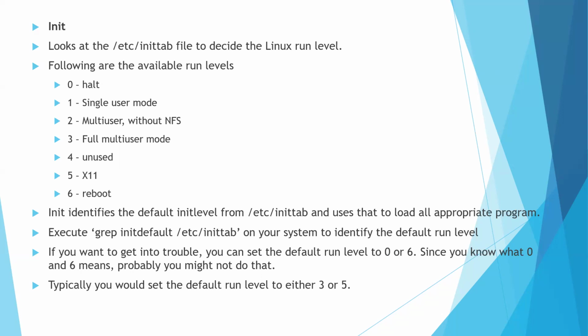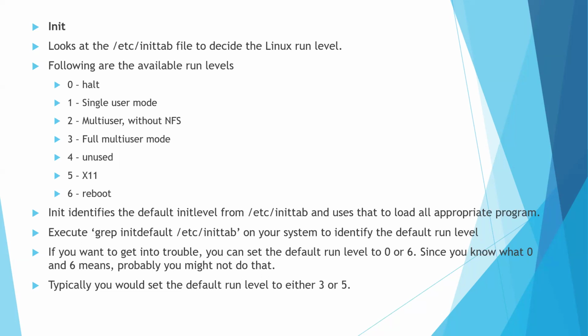So these are the normal run levels which you see in Linux, though some different operating systems boot on different run levels. If you want to see which run level your system booted into, you can run the command who -r. That is the command. Init identifies the default init level from /etc/inittab and uses that to load all the operating programs. You can execute the command grep initdefault /etc/inittab on your system to identify the default run level. There is another way, the who -r command also.